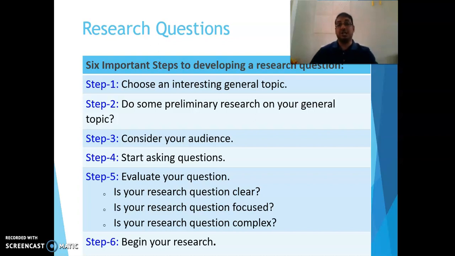So research question 6. Important steps to developing a research question. First, choose an interesting general topic. Second step, do some preliminary research on your general topic. Then step 3.